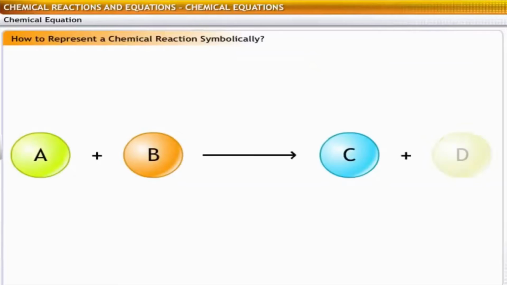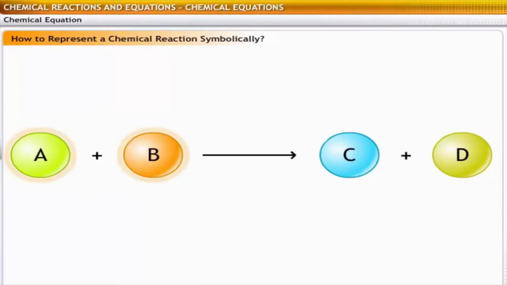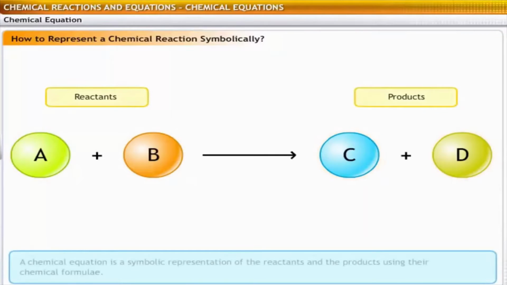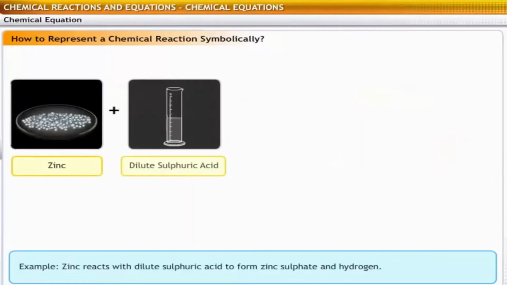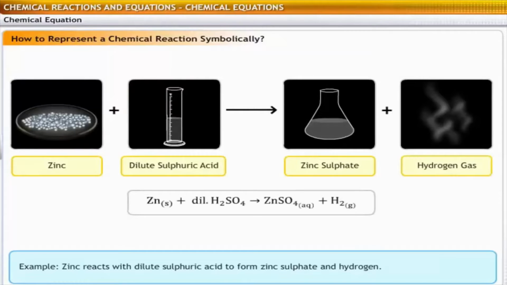A chemical reaction is typically expressed in terms of a chemical equation. A chemical equation indicates the components in a reaction, the physical state of each reactant, and the products of a reaction. Thus, a chemical equation is a symbolic representation of the reactants and the products using their chemical formulae. For example, zinc reacts with dilute sulfuric acid to form zinc sulfate and hydrogen gas. This is represented in the form of an equation, as shown here. Solid zinc reacts with dilute sulfuric acid to form an aqueous solution of zinc sulfate and hydrogen gas.